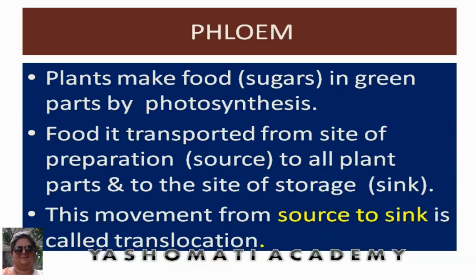Now we will study about phloem. Phloem helps in transport of food. We know that plants can make their food with the help of carbon dioxide and water, but they can do this only in presence of sunlight and chlorophyll. And leaves are the parts where this function takes place, and this function is called photosynthesis.